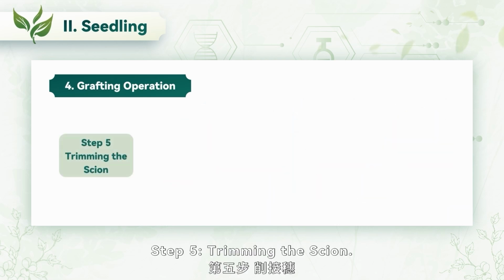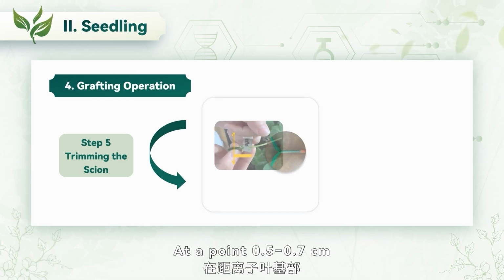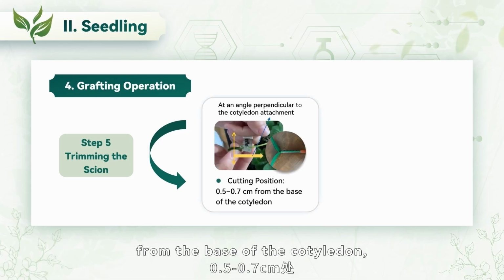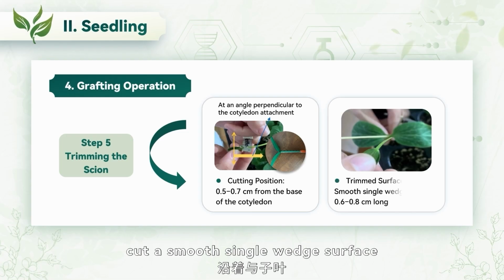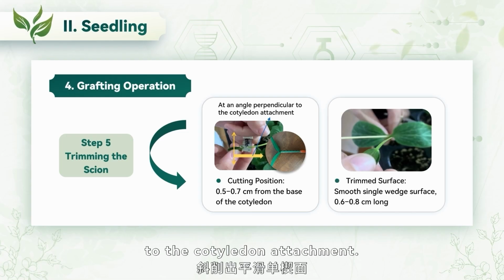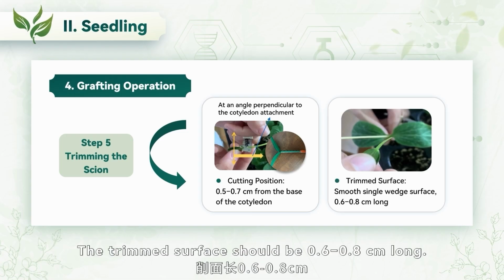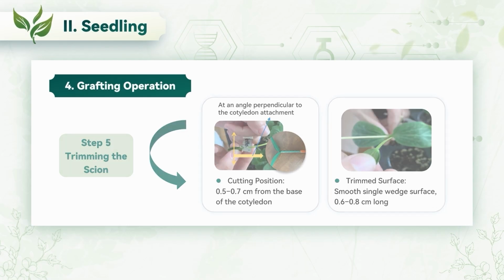Step 5. Trimming the scion. At a point 0.5 to 0.7 centimeters from the base of the cotyledon, cut a smooth single wedge surface at an angle perpendicular to the cotyledon attachment. The trim surface should be 0.6 to 0.8 centimeters long.